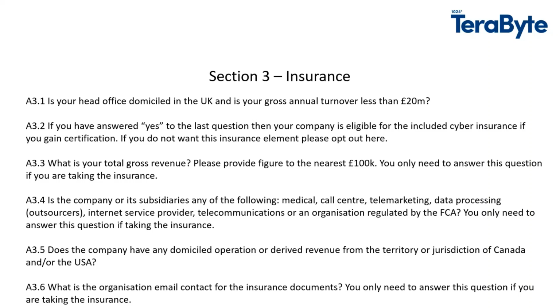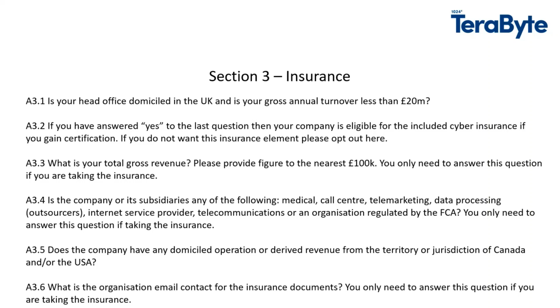But A31, is your head office domiciled in the UK and what is your gross annual turnover less than 20 million? This is mainly for the free Cyber Essentials cyber liability insurance that you get through IASME. If your turnover is less than 20 million and you're based in the UK, you're able to get free cyber liability insurance. And then A32, if you said yes, it is less than that, you can then actually say yes or no to whether or not you want the insurance.